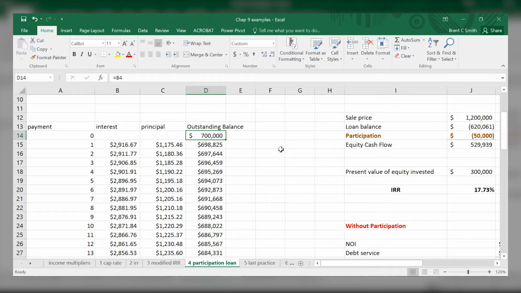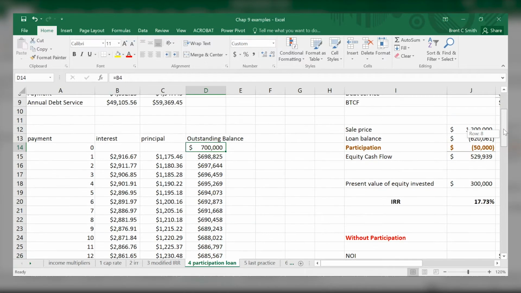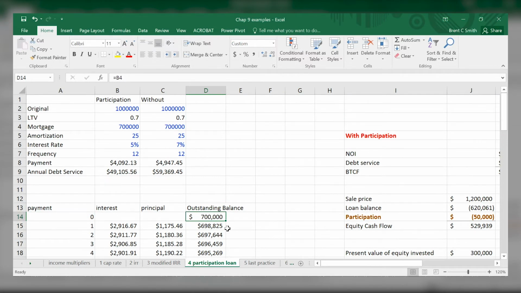And this is from that project where the sale price was $1 million at the beginning. We're going to sell it for 1.2. We're borrowing $700,000, and we're putting $300,000 in equity. Okay, so you have the mortgage run right there. Here are the particulars without the participation.